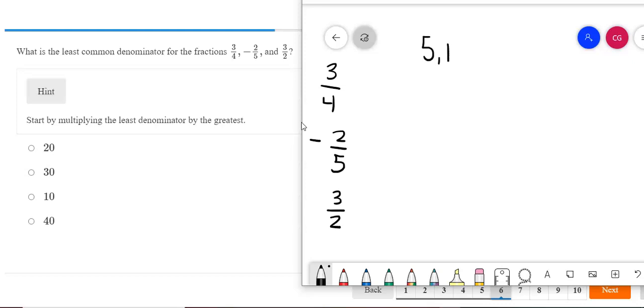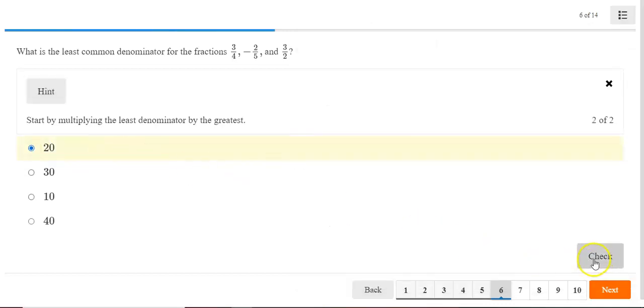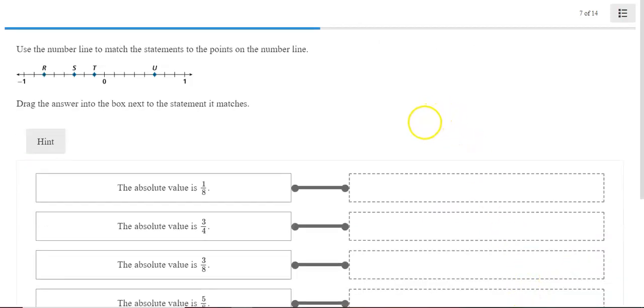I'm going to write down my 5s. I have 5, 10, 15, and 20. 4 cannot go into 5. It cannot go into 10. It cannot go into 15, but it can go into 20. 2 can also go into 20. So our common denominator is going to be 20. And there are multiple different ways that you could come up with that. That's just one of them.